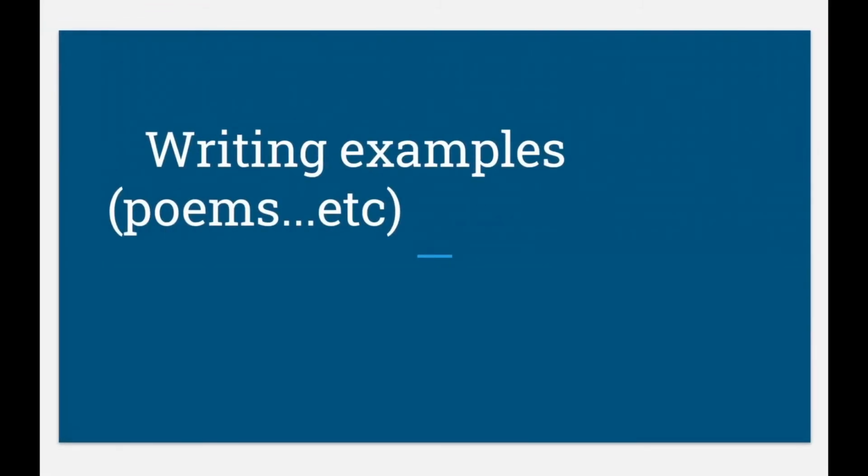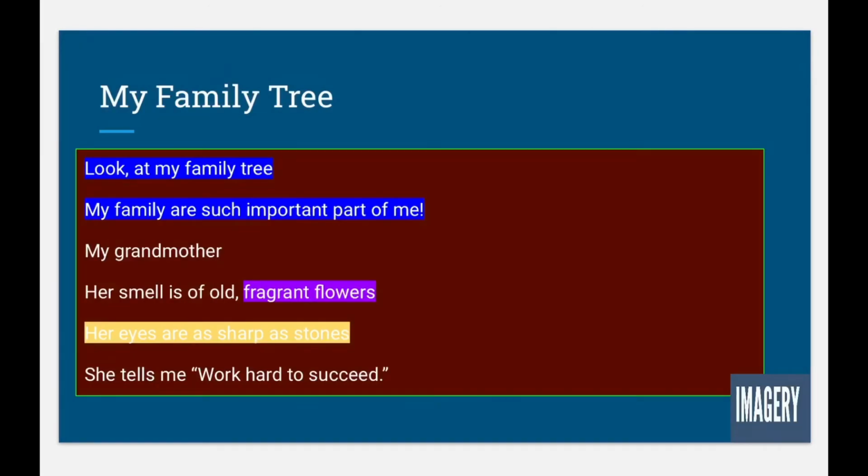Here I got some examples in a poem, My Family Tree. Look at my family tree. My family are such an important part of me. My grandmother, her smell is of old fragrant flowers. Her eyes are as sharp as stones. She tells me, work hard to succeed. Okay, next page.